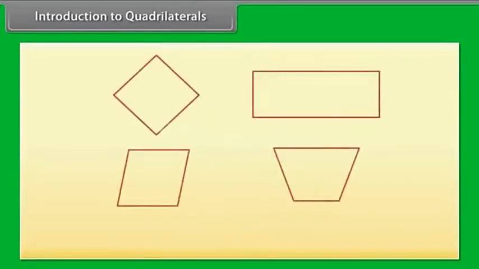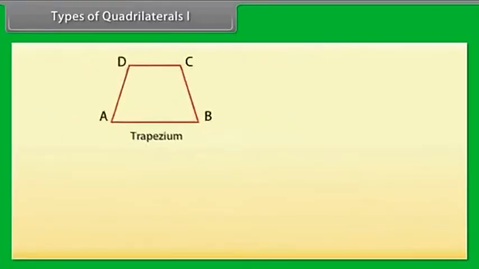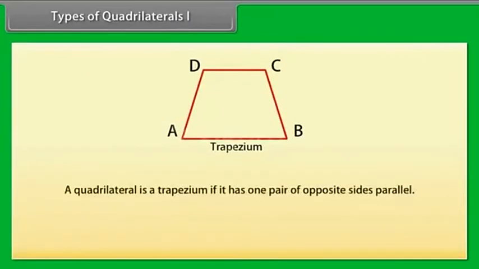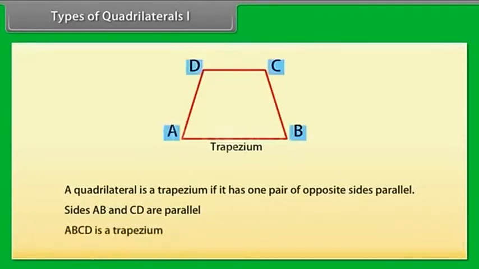Look at these shapes now. These all are quadrilaterals because they have 4 sides, 4 angles and 4 vertices. Next, let us check the kinds of quadrilaterals. First one is trapezium. A quadrilateral is a trapezium if it has one pair of opposite sides parallel. Here, opposite sides AB and CD are parallel. So, ABCD is a trapezium.